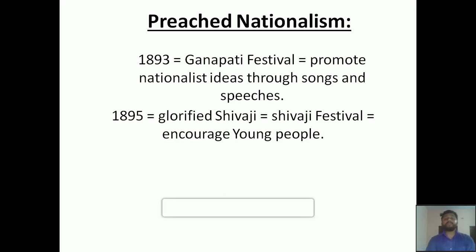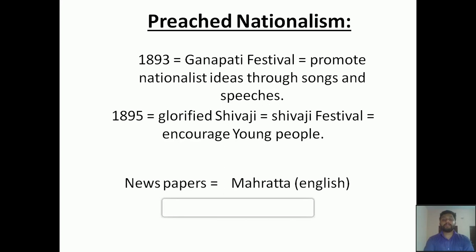So it was another method which he used to preach nationalism. Again, he founded newspapers. He was publishing two different newspapers. The first one, Maratha, in English, and the second one, Kesari, in Marathi. So Maratha in English and Kesari in Marathi. These were the two newspapers published by Bal Gangadhar Tilak.